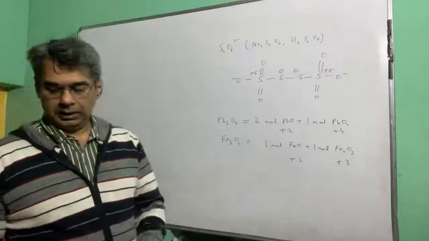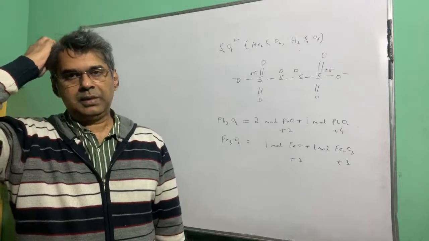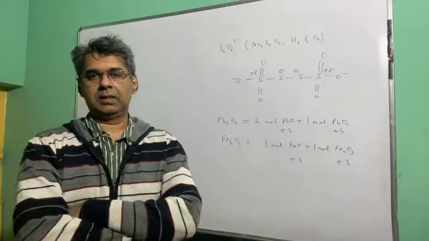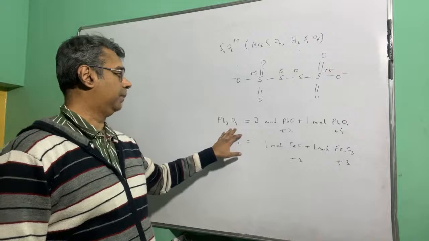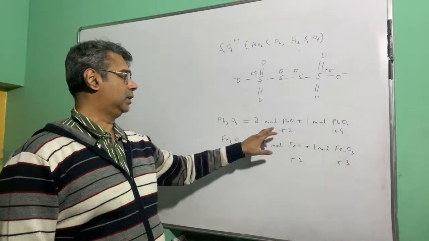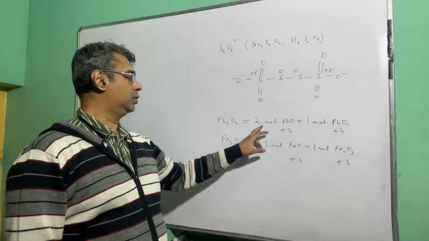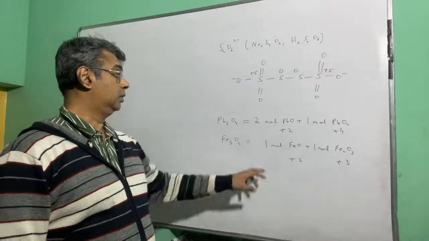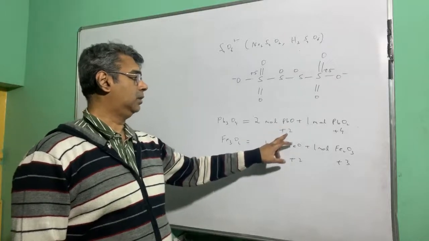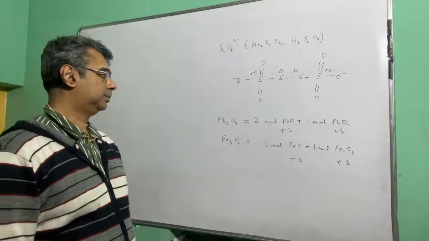Okay, then another example is the mixed oxides. If you consider Pb3O4, it is a 2:1 mixture of PbO and PbO2. So Pb3O4 has 2 moles of PbO and 1 mole of PbO2. So in 2 moles of PbO, the lead will be +2, and in 1 mole of PbO2, the lead is +4.